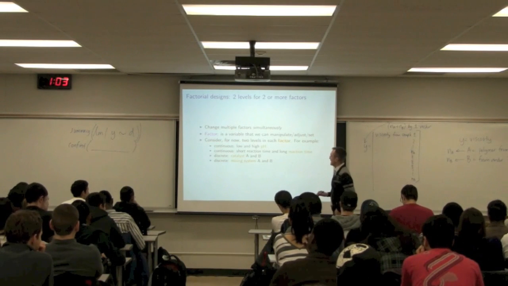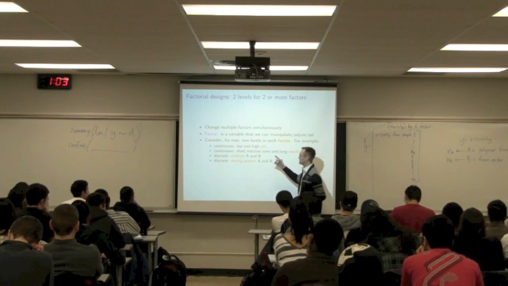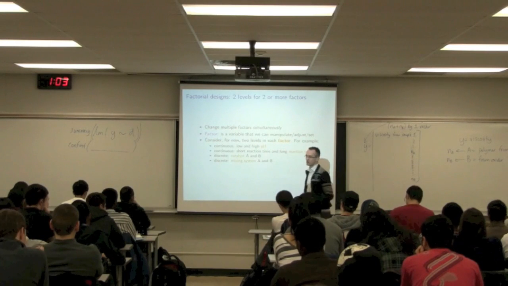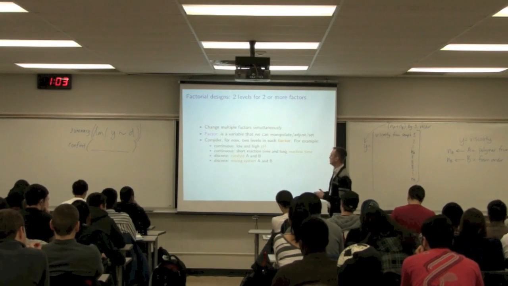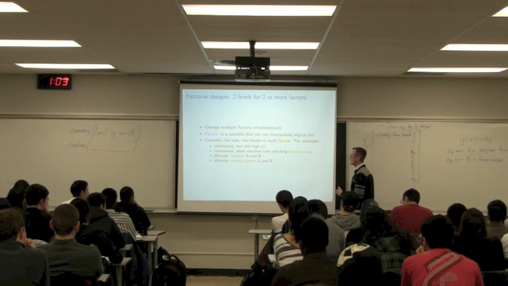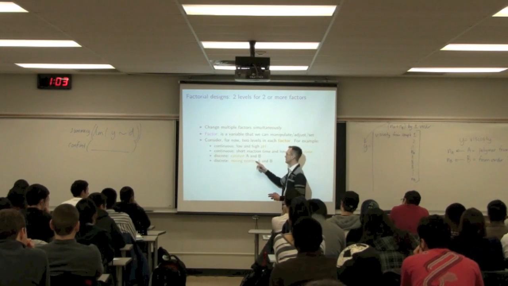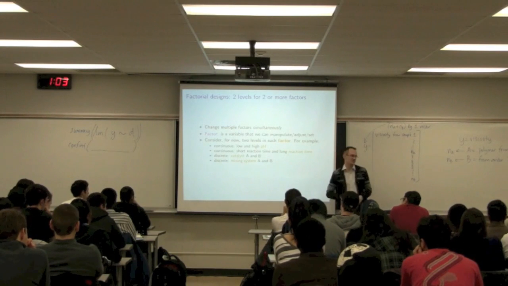As I've indicated before, we either have continuous variables or discrete variables. A continuous variable will have a low value and a high value, like short reaction time, long reaction time. For discrete variables, we'll just pick two levels, so catalyst A versus B, or system A versus system B.